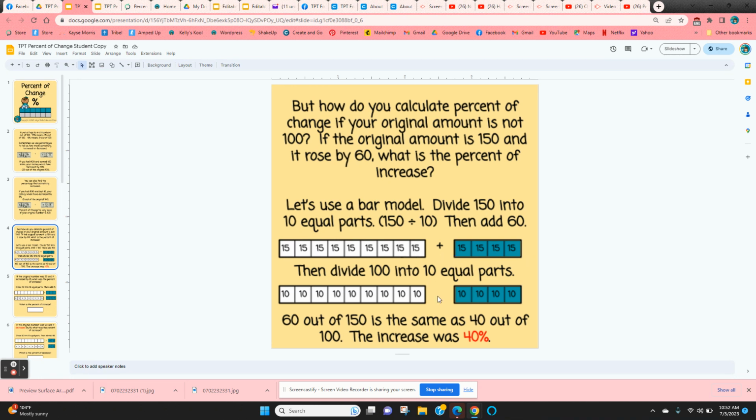Now we're going to compare that to a bar model that shows the percentage. This would be out of 100. Again, we're going to divide it into 10 equal parts, so each part would be 10. Now we want a bar model that matches. So this would be 4 equal parts. If each part is 10, then those 4 equal parts would be 40. 40 out of 100. So 60 out of 150 is going to equal 40 out of 100, which would be 40%. So it increased by 40%.